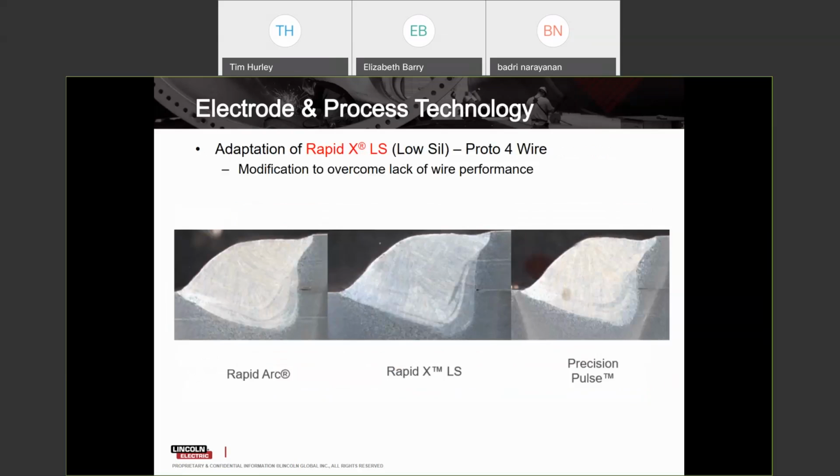And this is again a cross section which, as automotive tier 1 customers, you probably look at all the time. This is just to show that all 3 waveforms actually performed fairly well. Rapid Arc performed fairly similar, both from a silicon island formation as well as from a penetration standpoint, to the Rapid Arc LS, but we felt that the Rapid X LS gave us a slight advantage when it comes to both formation of silicate islands and just the general stability of performance of this wire on this particular base material under these shielding gas conditions.